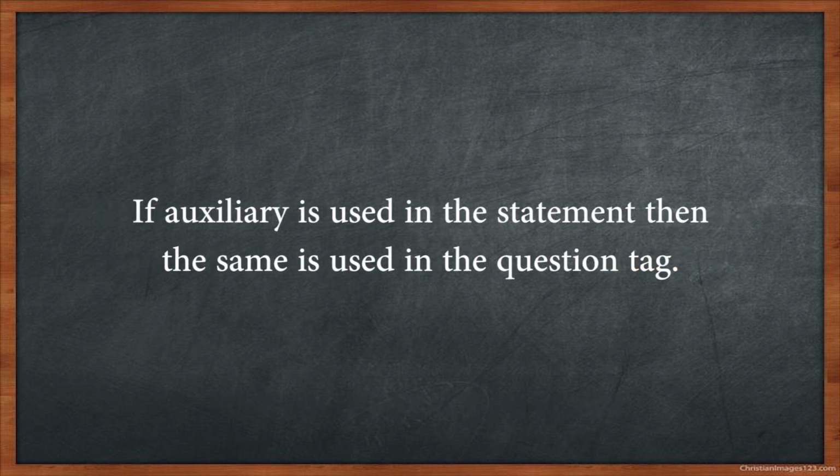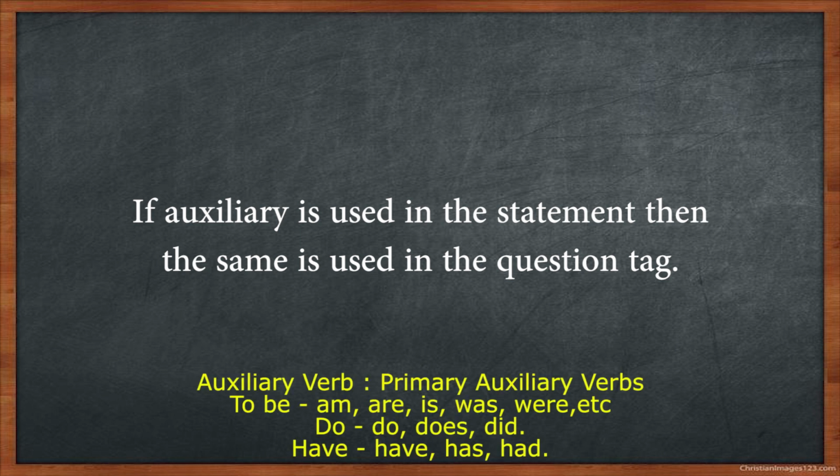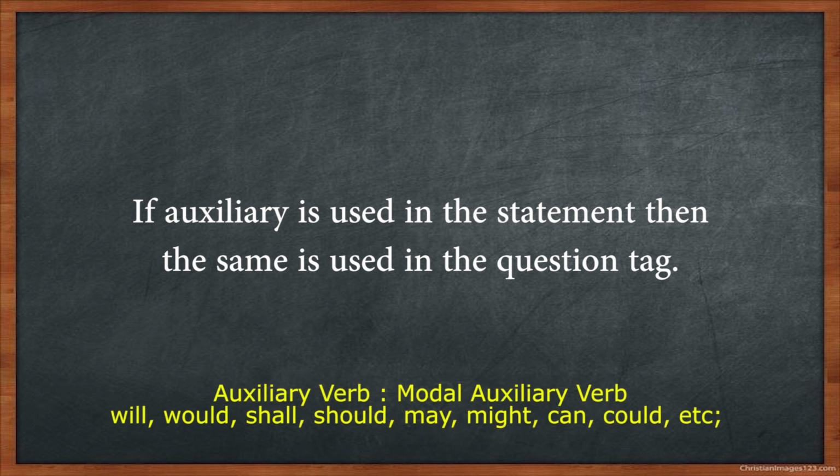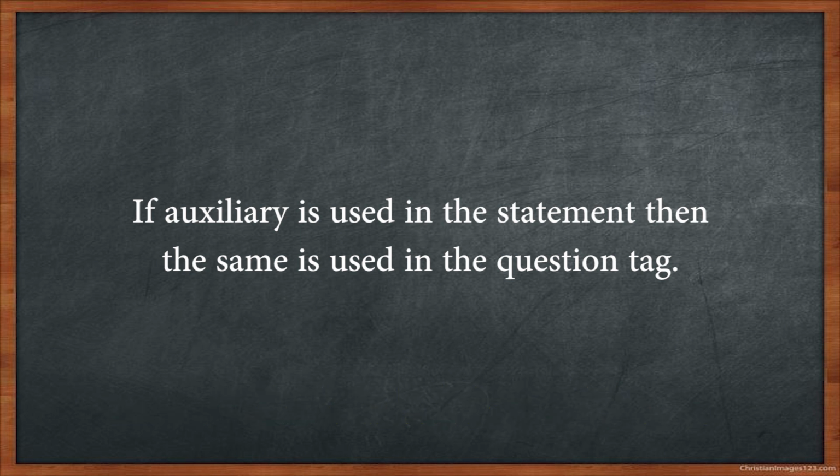Fourth one, if auxiliary is used in the statement, then the same is used in the question tag. You know the auxiliary verbs. There are so many auxiliary verbs. Some are called primary auxiliary verbs like be, the forms of be: am, are, is, was, were, etc. Then forms of do: do, does, did, forms of have: have, has, had. All are called primary auxiliaries and others are modal auxiliaries such as will, would, shall, should, may, might, can, could, etc.